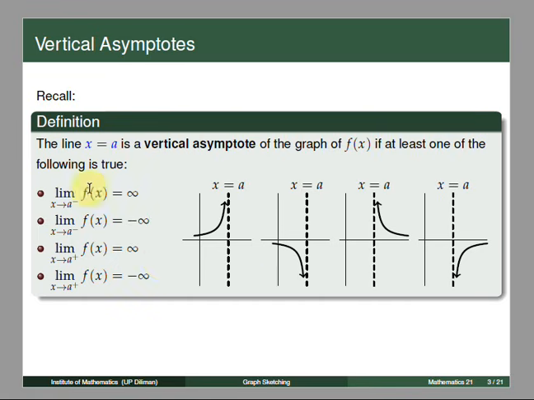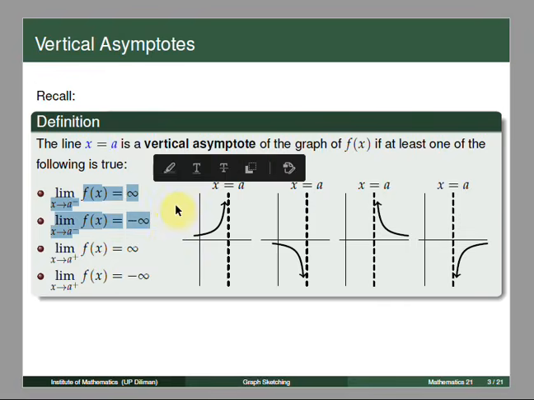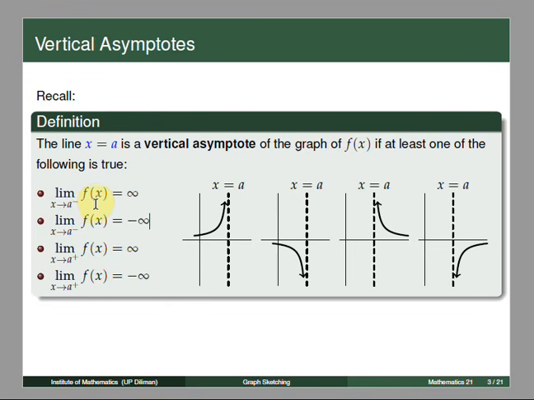As you can see here, the following limits correspond to the images on the right. For instance, this limit of f of x as x approaches a from the left equal to positive infinity corresponds to this image. Okay? Simply put, vertical asymptotes arise when there is an infinite limit at a finite point. Nice! Let us look at examples on finding vertical asymptotes.